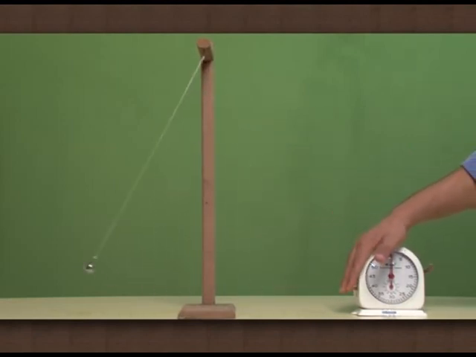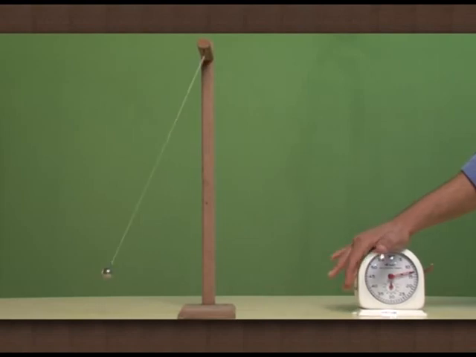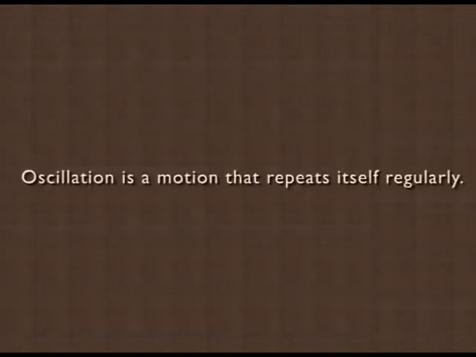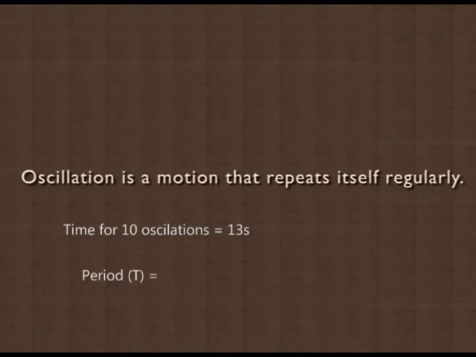Swing the ball to one side and leave it. 1, 2, 3, 4, 5, 6, 7, 8, 9, and 10. Oscillation is a motion that repeats itself regularly. So it took 13 seconds to complete 10 oscillations. So the period T is equal to 13 over 10, which is equal to 1.3 seconds.